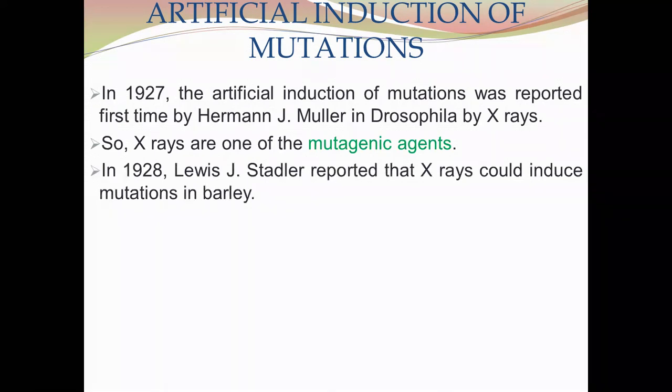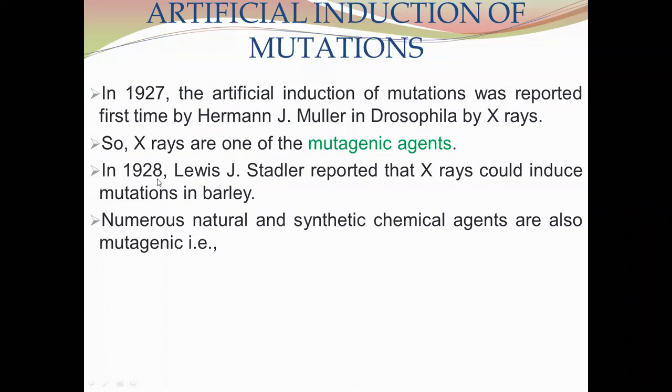In 1928, Lewis J. Stadler reported that X-rays could induce mutations in barley. So X-rays are one of the mutagenic agents. Mutagenic agents are those chemicals or natural sources which can cause mutations in the genetic material. The materials which induce mutations in the genetic material are known as mutagenic agents. So the first mutagenic agent reported was X-rays, which cause mutations in Drosophila in 1927 and in barley in 1928.